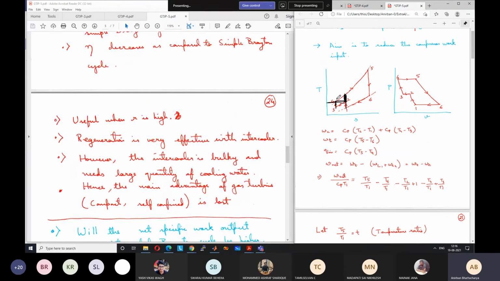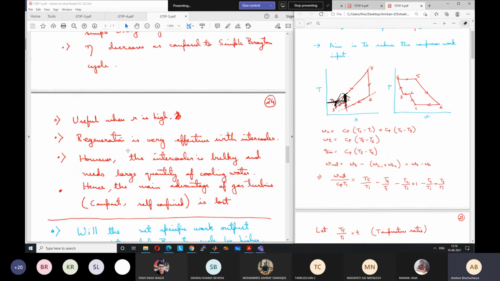Again, we already know this, we have discussed, because you lower the compressor outlet temperature, say from this point, we are lowering it to this point, we get much larger scope for regeneration. However, as I have already explained, the intercooler is bulky because it's a heat exchanger and you need a large surface area for proper heat exchange to occur. And it also needs large quantity of cooling water, okay, unlimited supply.